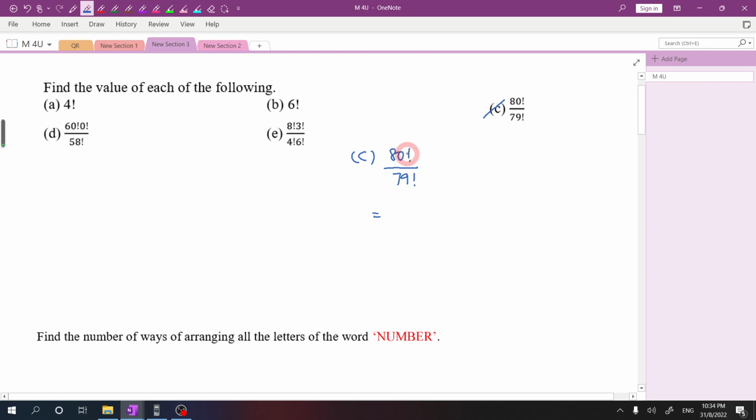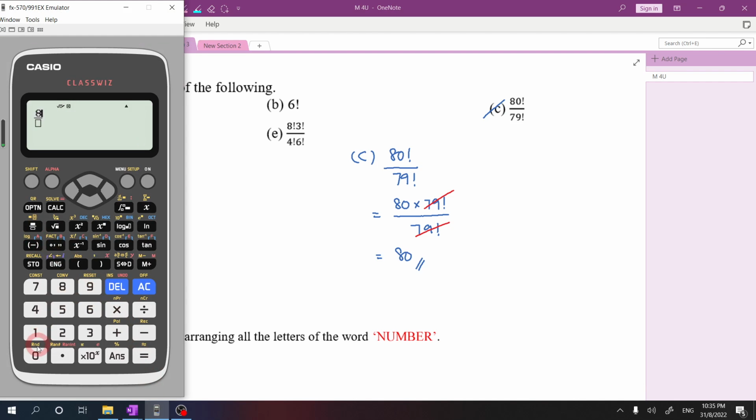Still remember, 80 factorial is actually equal to 80 times 79 factorial, right? 79 factorial, you just copy. Now we can simplify them. So the answer will be equal to 80. So you can use your calculator to check. 80 factorial divided by 79 factorial. It may be too big, so the calculator cannot show you the answer. But 80 is the correct answer.